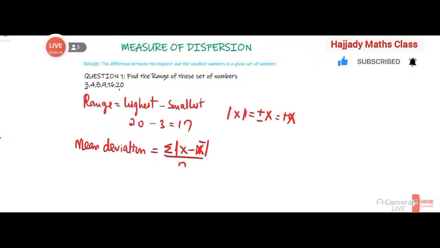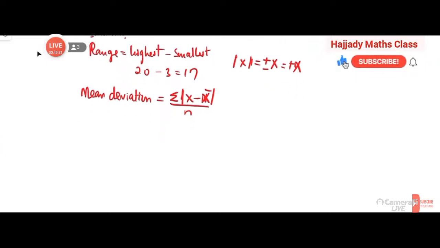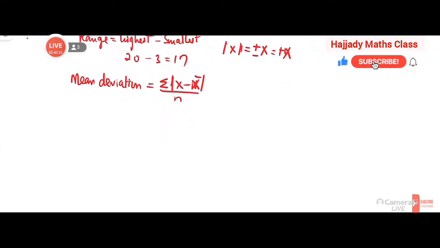Now let's consider a situation whereby we have a new data set. We are going to consider the mean deviation for this same data set: 3, 4, 8, 9, 16, and 20. So we are to calculate the mean deviation. The first thing for us to do is to calculate the mean.